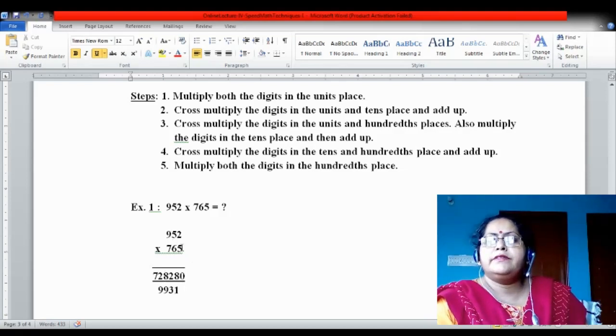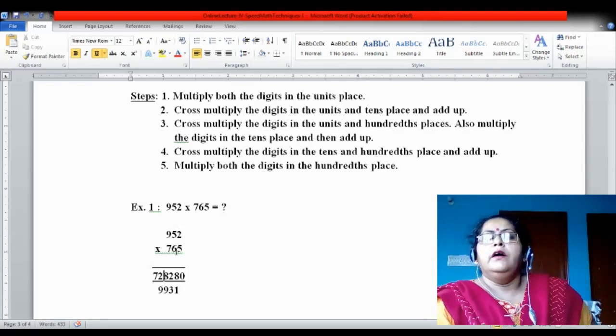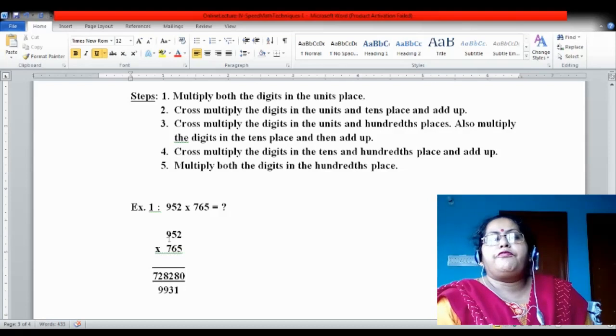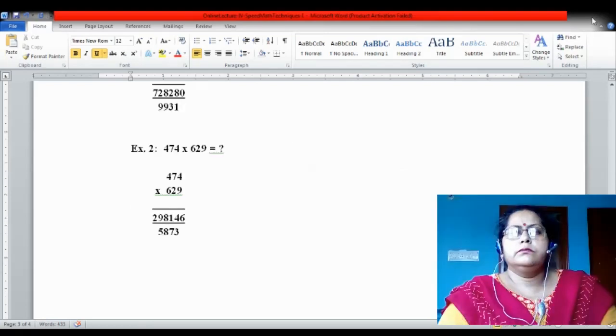So it was like 5 into 5 and 2 into 6. Next, the third step is cross multiply the units and the hundreds place. So 9 into 5 plus 7 into 14 plus the digits in the tens place, so 5 into 6, that is the third one. Fourth step is cross multiply tens and the hundreds. So 9 into 6 plus 5 into 7. And finally multiply the digits in the hundreds place. And every time remember that we keep only one digit and the second digit is written down for carrying forward in the next step.